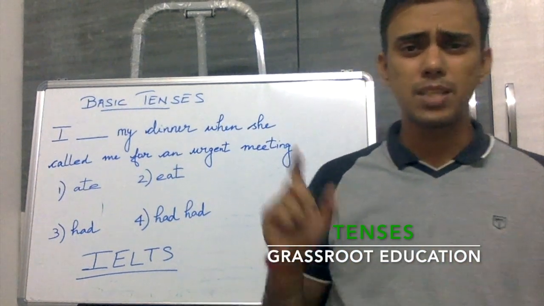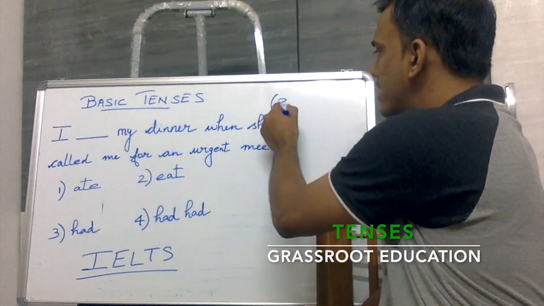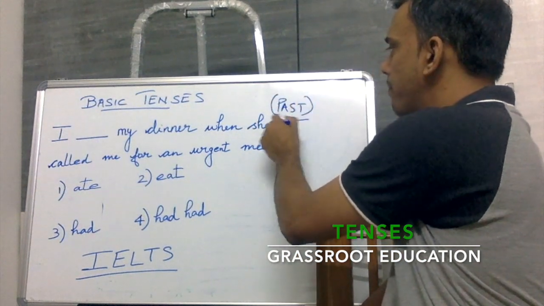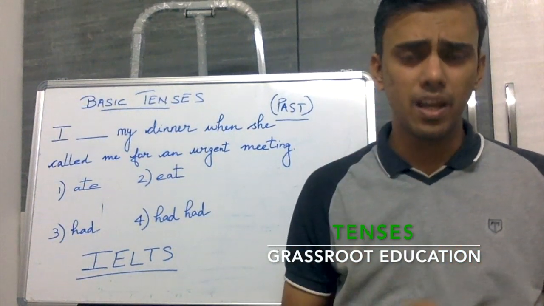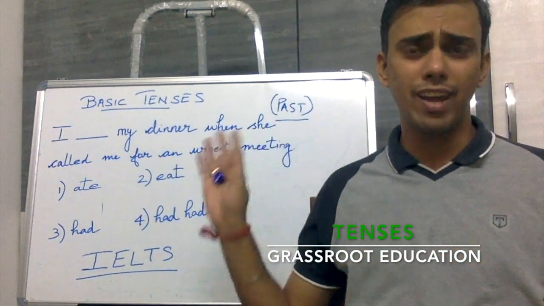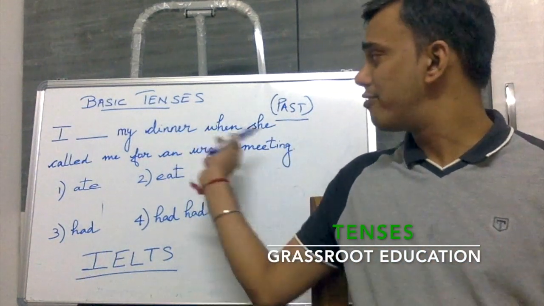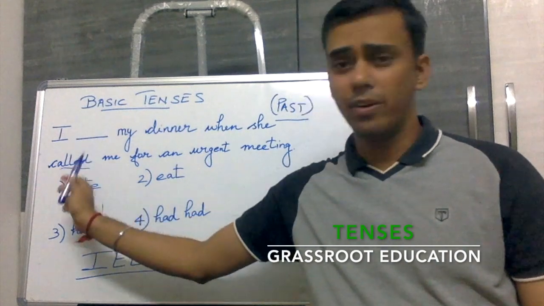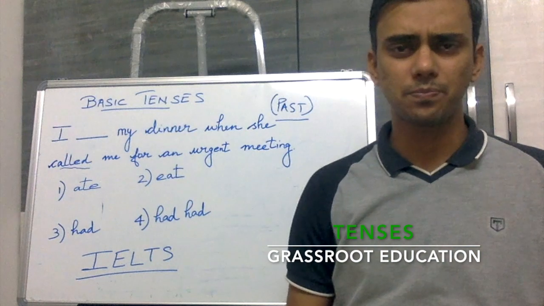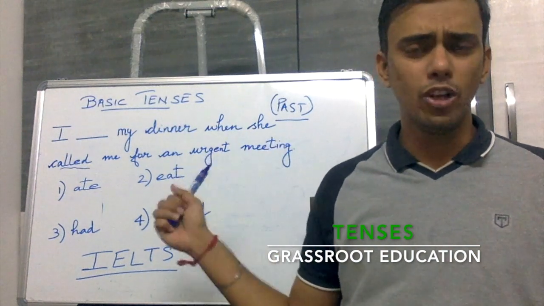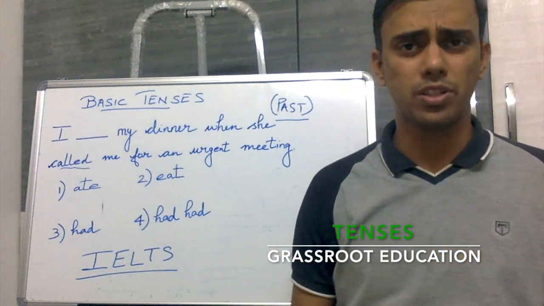Clearly, this is in past tense. Now, which form of past tense, we'll come to that later, but this is definitely an event that has occurred in the past. The indicator to that is when she called me. So this indicates to you that it has happened already. Let us look at the options one by one, and I'm going to teach you each of these options.